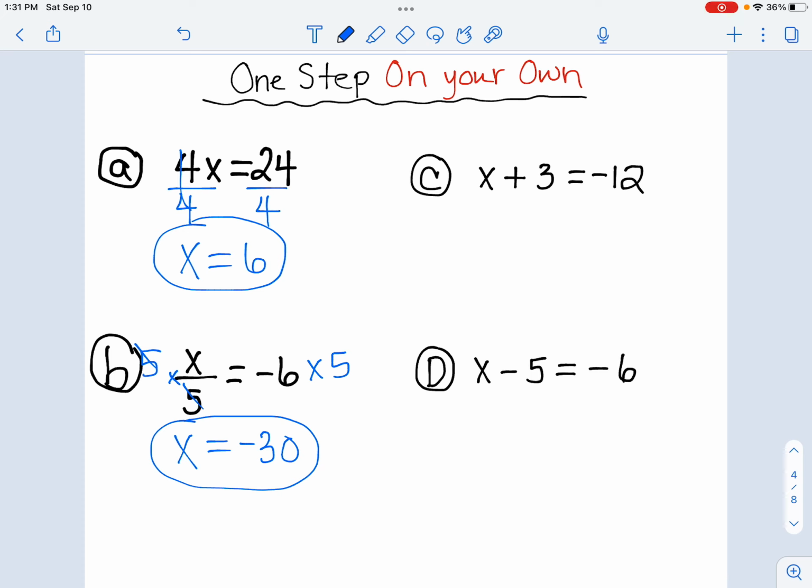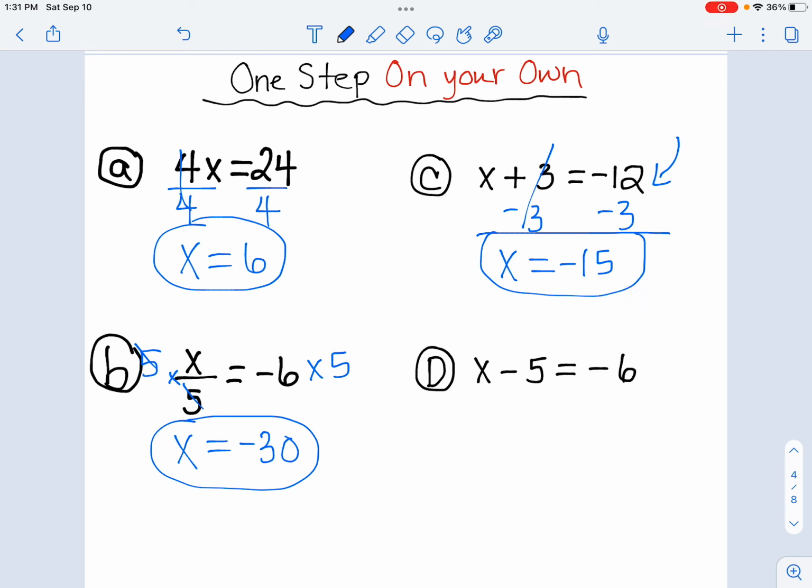For C, the inverse of addition is for you to subtract 3 to get x by itself. It's going to cancel on the left. I'm left with x, which is what I want. It's going to equal, and be careful because that's a -12 minus 3 for a final answer of -15.